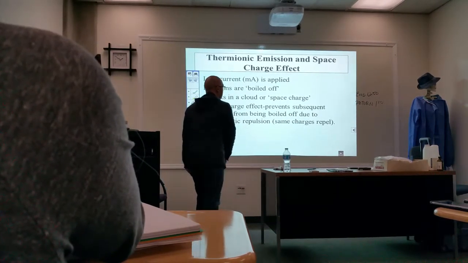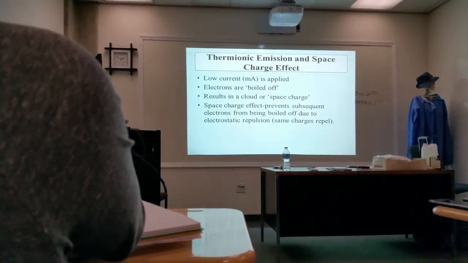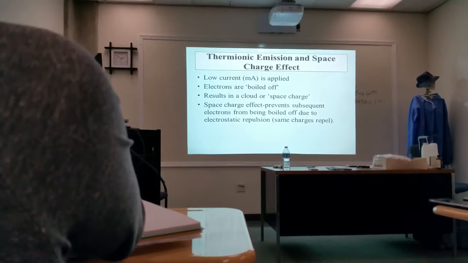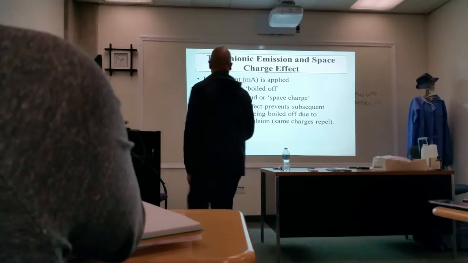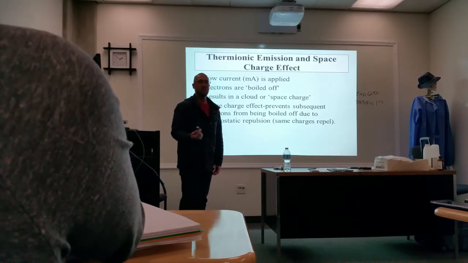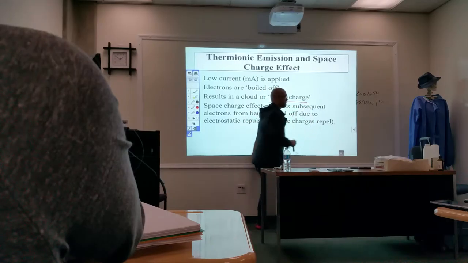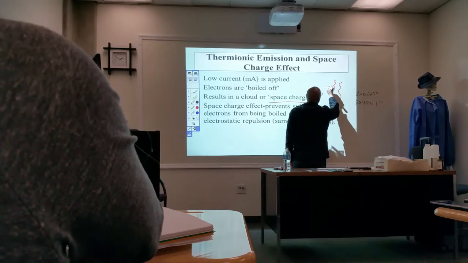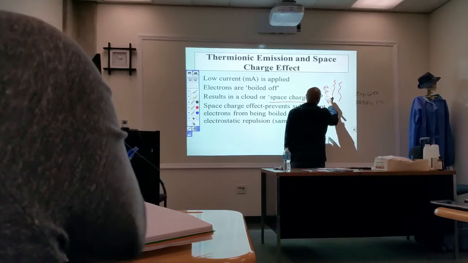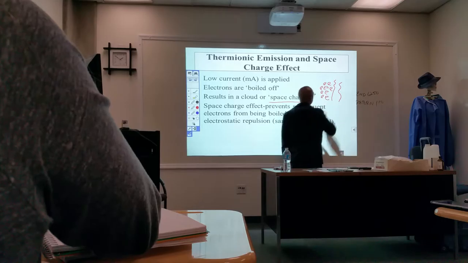Okay, let's continue to talk about what's happening over here at the cathode end. We already know what thermionic emission is. Thermionic emission is the electrons being boiled off. The higher the mA, the more electrons that are boiled off to produce more X-rays, right? Let's talk about what's known as space charge effect at this end. So again, you have your electrons boiling off through the process of thermionic emission.